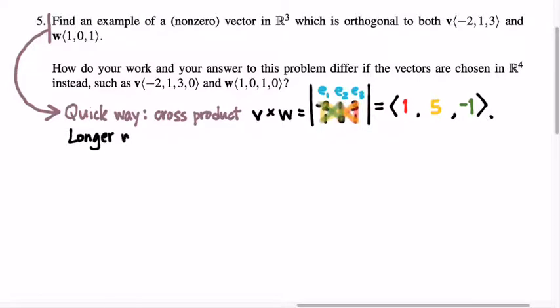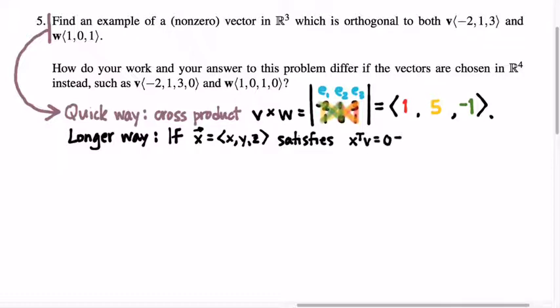What's the more general way of finding a vector which is orthogonal to a pair of given vectors? If my unknown vector has coordinates x, y, z, then if we want it to be orthogonal to v, we need x transpose v to be equal to 0. If we want it to be orthogonal to w, we need x transpose w equals 0.